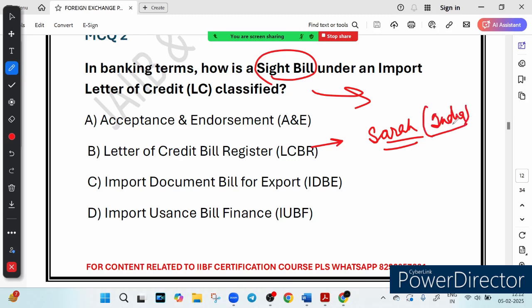So she is an importer from India, and she is buying machinery from where? Germany, right? So what does she do? She presents the sight bill to her bank. Suppose this is the SBI bank. She went to the bank and presented the sight bill to SBI.